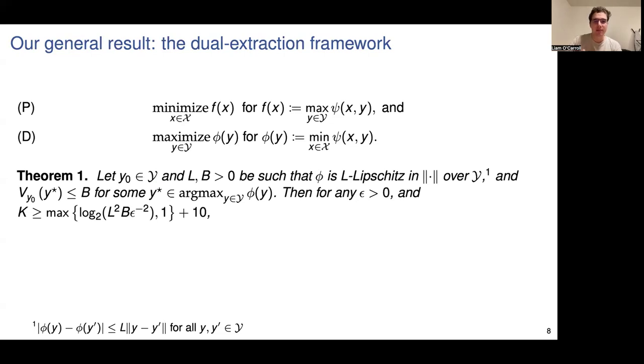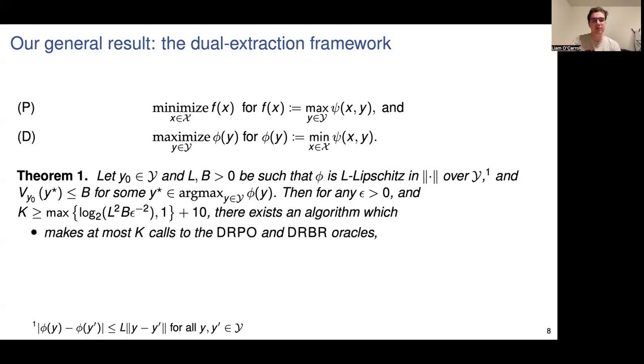Then for any target precision epsilon greater than 0, and this value of k, which is logarithmic in all of the problem parameters, there exists an algorithm which makes at most a logarithmic number of calls to both of the oracles. And the dual regularized primal optimization oracle is always called to a precision of epsilon over a logarithmic factor.